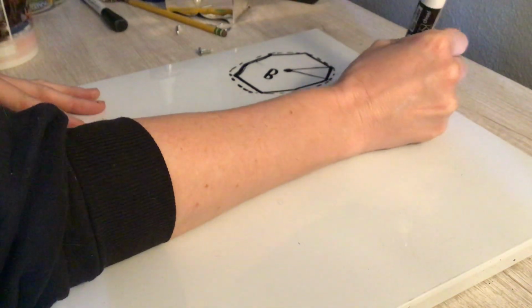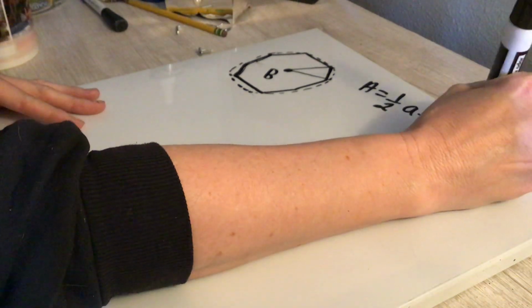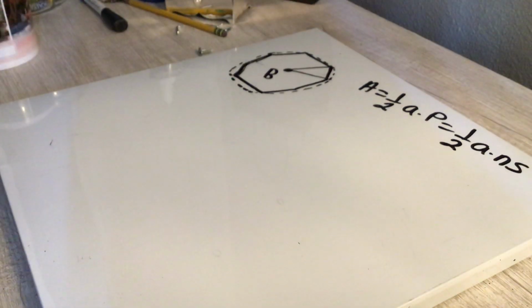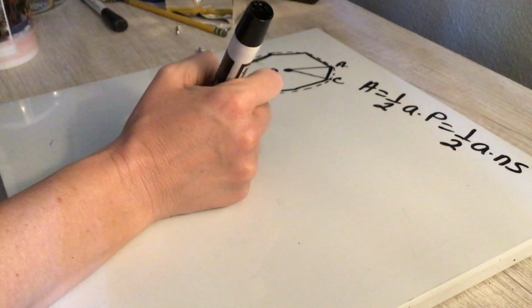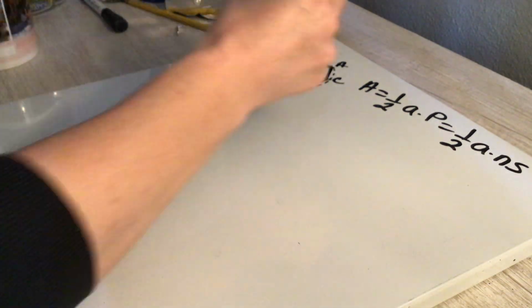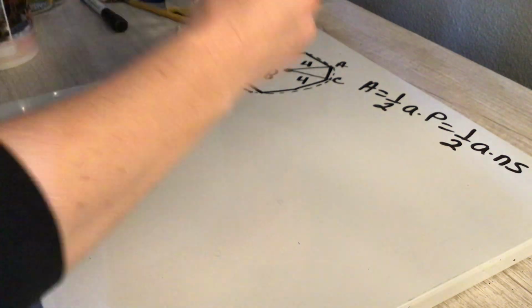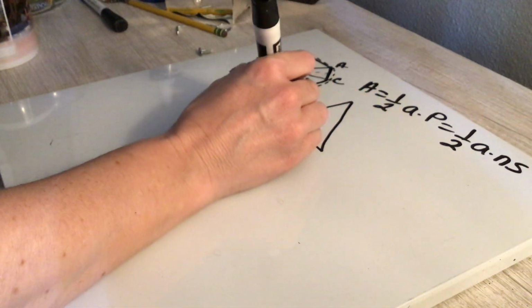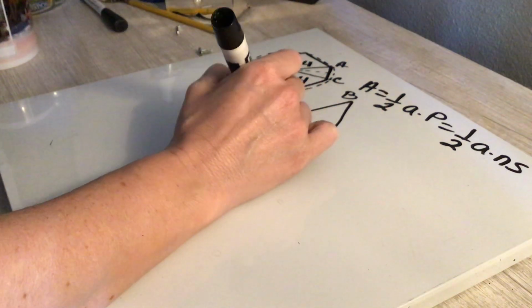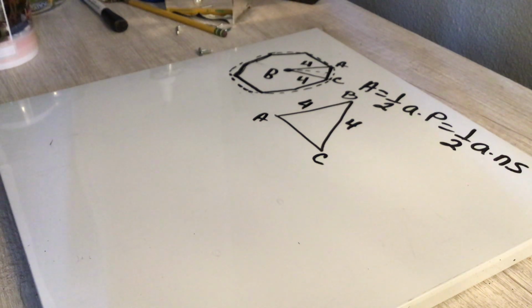We know it's going to be 1/2 the apothem times the perimeter, or 1/2 the apothem times the number of sides times a side length. We're going to call this A and C. We said the radius was 4, so we know that AB and BC are 4 units. Then we're going to look at this triangle here, so I'm going to draw it. Here is B, A, and C. We know these are 4. Then you're going to find your central angle, which is going to give us this.